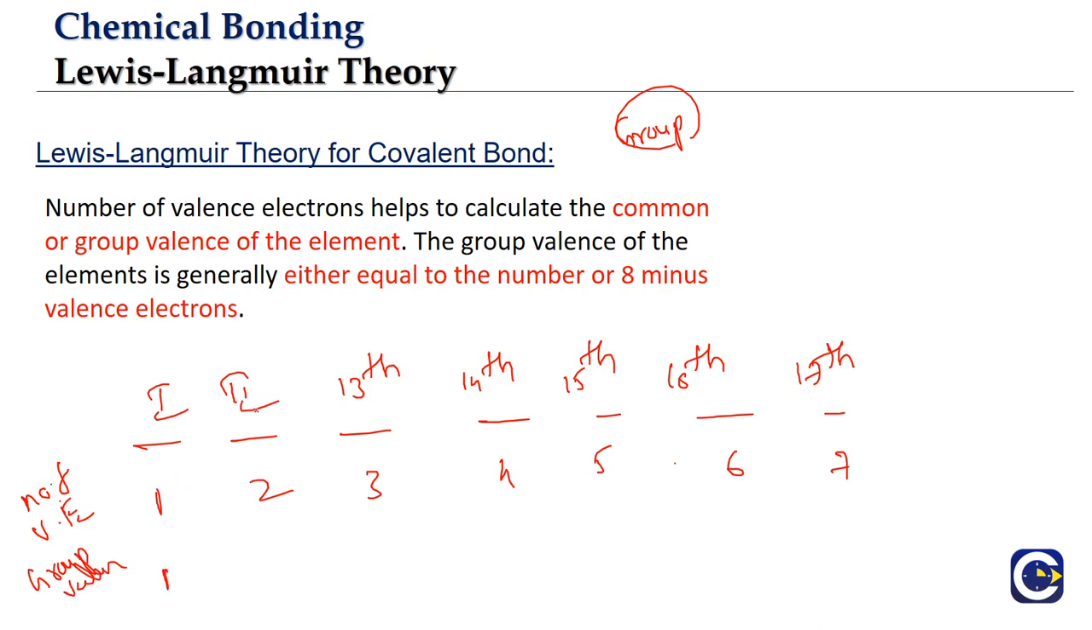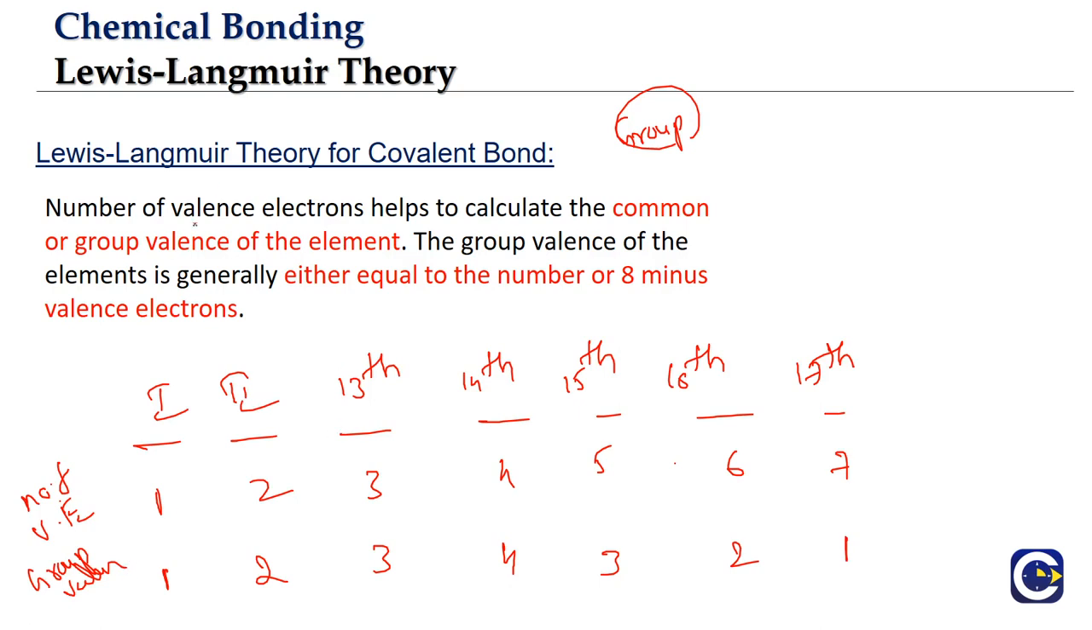First group, lithium, 1. Second group, 2. 13th group, boron, as we discussed: they have only 3 electrons, so they form 3 bonds. 14th group, carbon, 4 bonds. 15th group, as you have seen, nitrogen can form 3 bonds and reach octet. Then 16th, 17th.